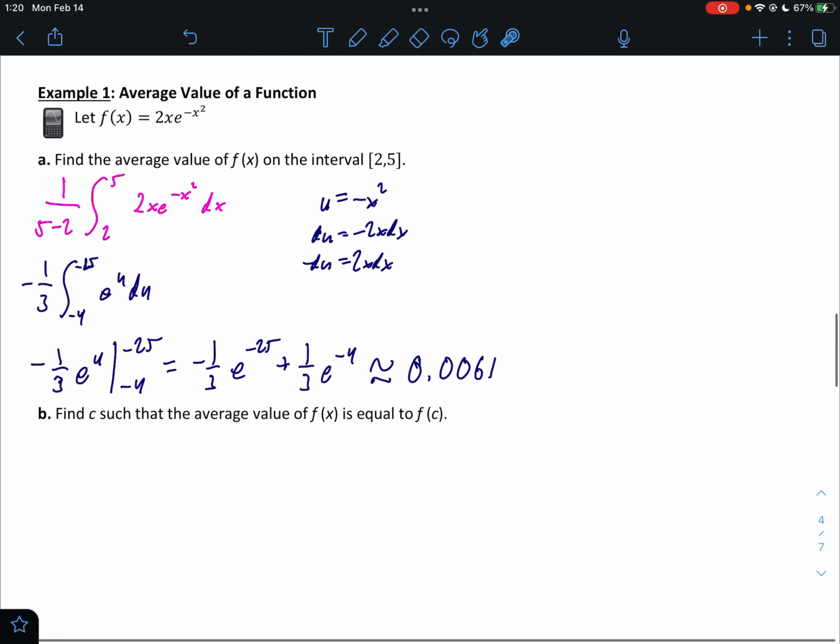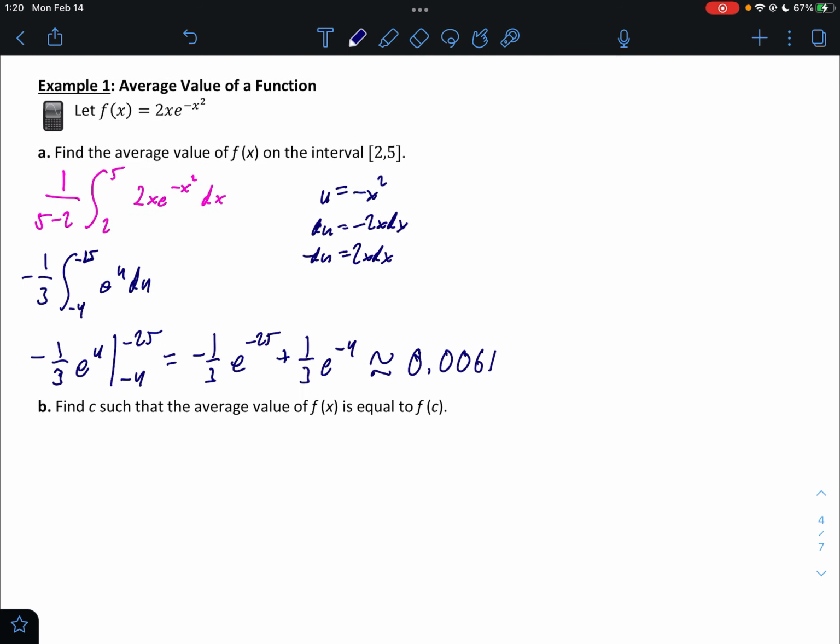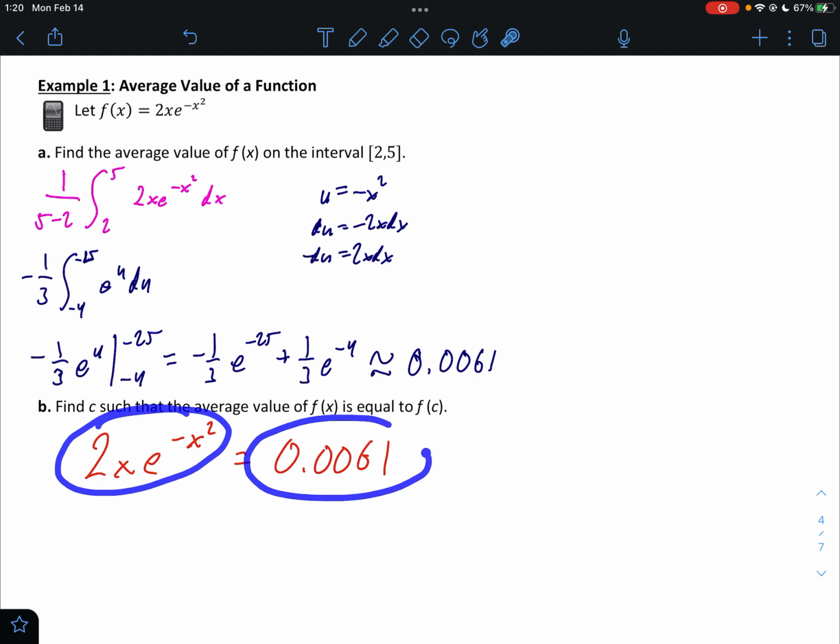Question B: find a c value such that the average value of f is equal to f of c. So we want to know when that function will equal our average value. When will this achieve the height of 0.0061?